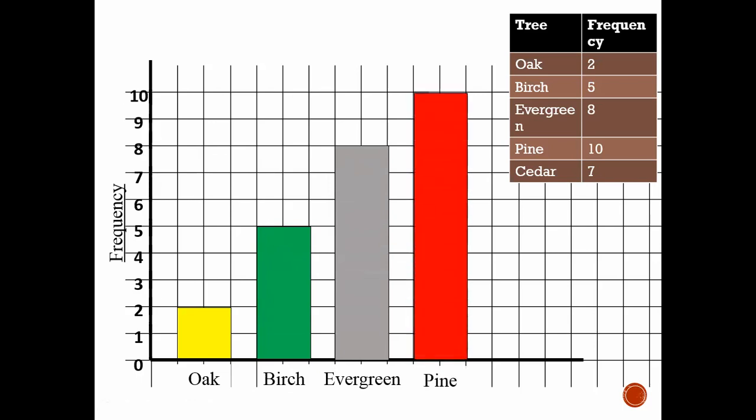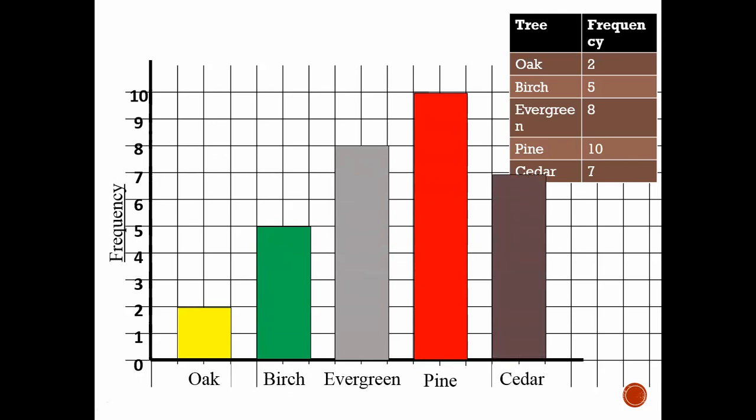And the next one, pine, which is showing 10 trees. And cedar is 7. You can see that the distance or the gap between the bars is consistent. They are 1 unit apart. They cannot be attached together, and they cannot be randomly having different gaps. They must have the same gaps. So this is how a bar chart looks like.